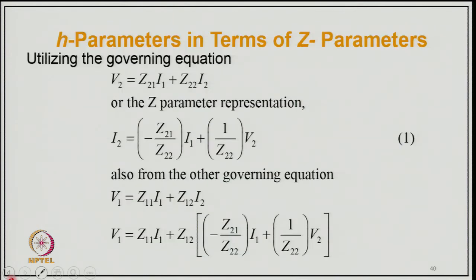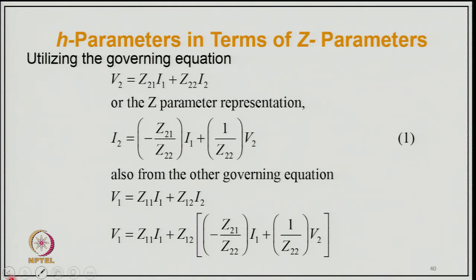Well, now the H parameters in terms of Z parameters. So, utilizing the governing equations of the Z parameters, V2 = Z21 I1 + Z22 I2, or we can write from this equation I2 = minus Z21/Z22 into I1 plus 1/Z22 into V2, and from the first equation V1 = Z11 I1 + Z12 I2.